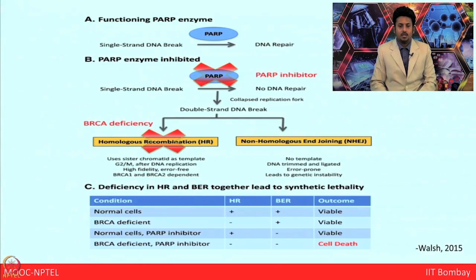The diagram has been taken from Walsh et al. 2015, where we can see the functioning of the PARP enzyme and how the PARP enzyme helps in DNA repair of single strand DNA breaks. If the PARP enzyme is inhibited, no repair takes place, which rather leads to a collapsed replication fork, and the BRCA deficiency does not allow homologous recombination to happen. In C, the deficiency in HR, homologous recombination, and base excision repair together lead to synthetic lethality.